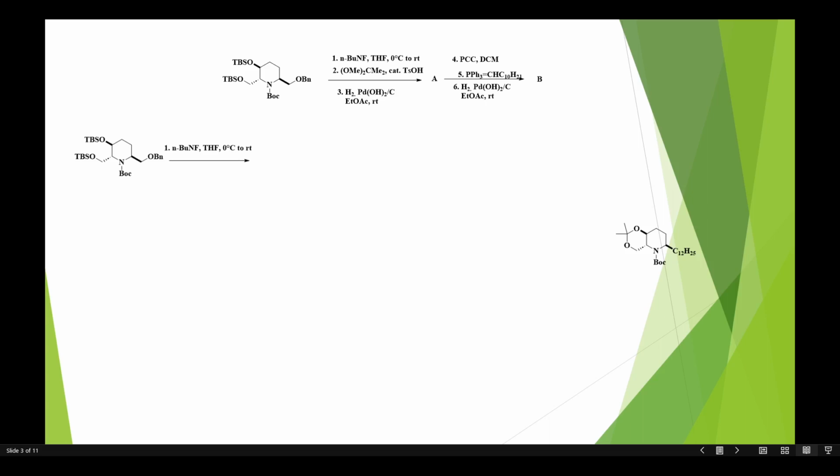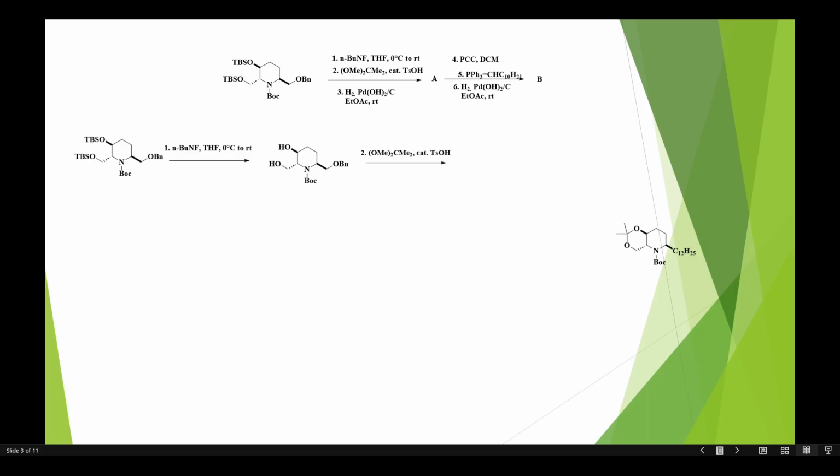In that first step, what will happen actually? We have a fluoride source, and whatever silyl protecting group is on the alcohol, it will be removed by the fluoride source. The question does not mention how much fluoride we are giving, so we assume both will be deprotected to their corresponding alcohols. Then what will happen in the next step?